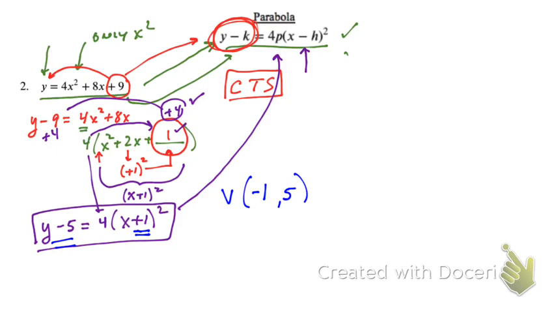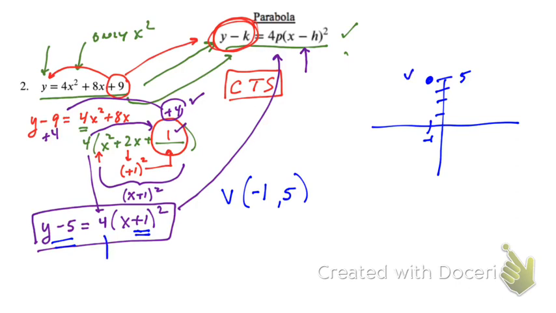Can anybody tell me which way it opens? Does this open up or down? So right now, let's start to build a graph here. -1, +5. So there's my vertex. Which way is this thing opening?